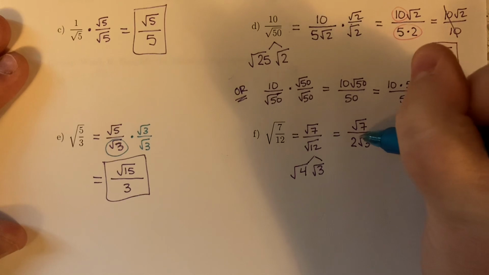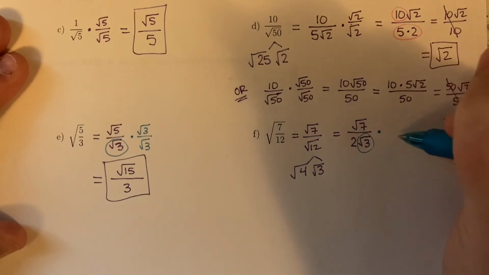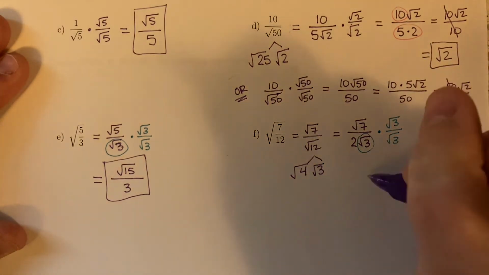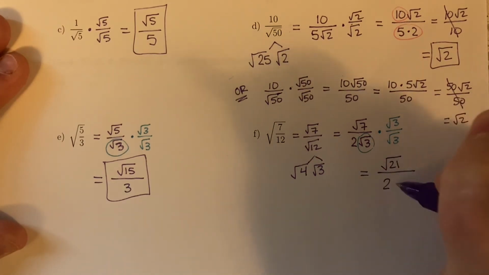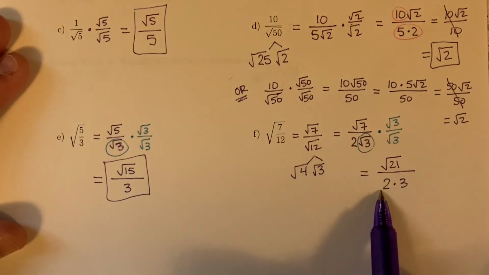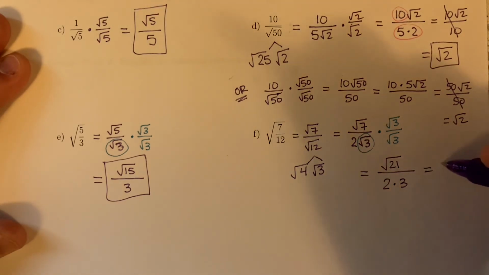So now I'm going to try to rationalize the denominator. So I focus on what's in the bottom of the fraction and multiply top and bottom by that square root. So in the top, we get square root of 21. In the bottom, we get 2 times 3. The 2 stays 2. Square root of 3 times square root of 3 is 3. So final answer is square root of 21 over 6.